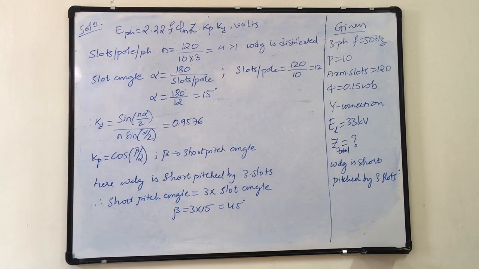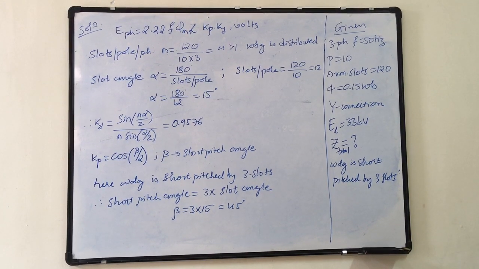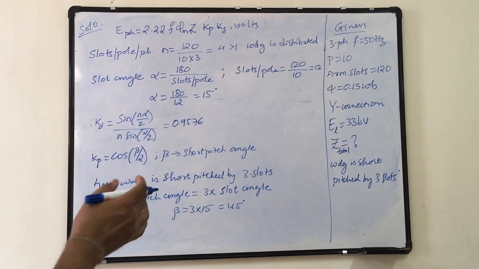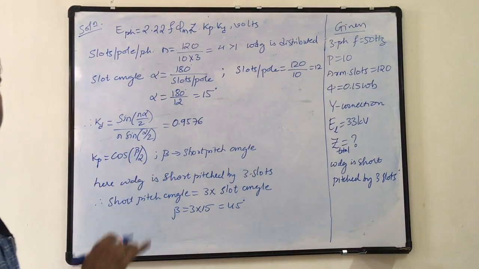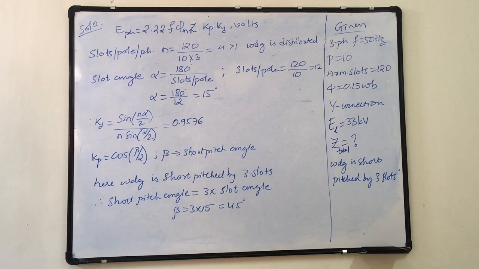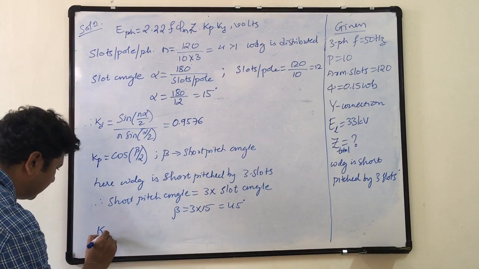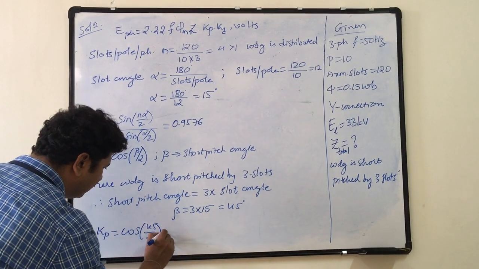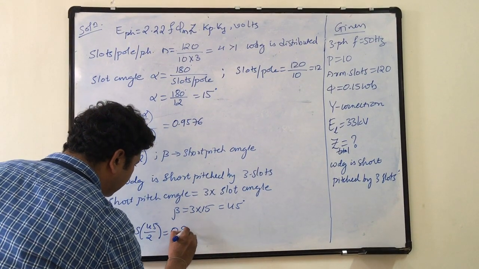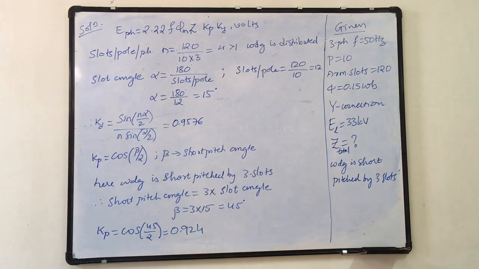Directly I get beta. In the previous case, the coil span was given. Once the coil span is given, deduct that coil span from 180 degrees, and that will be beta. If the short pitch is given directly in terms of slots or angle, you take it directly as beta. These are two ways to find the short pitch angle. Therefore, Kp is cos of 45 by 2, which came out to be 0.924.